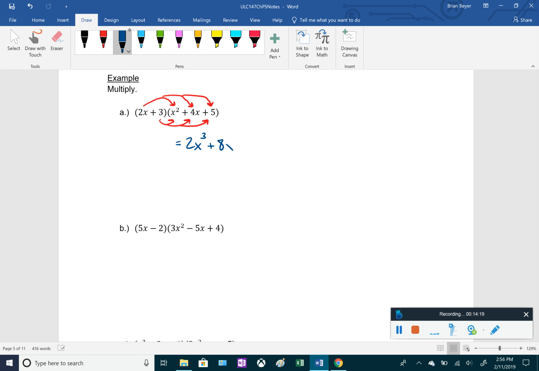2x times 4x is 8x squared. 2x times 5 is 10x. 3 times x squared is 3x squared. 3 times 4x, 12x. 3 times 5, 15. So combining like terms, we have some squared terms and some x terms to combine. 8x squared plus 3x squared is 11x squared. 10x plus 12x is 22x. And then plus that 15, and it's written in descending order in terms of the exponents, so it's standard form, so we are done.